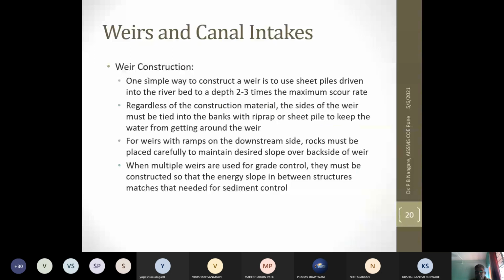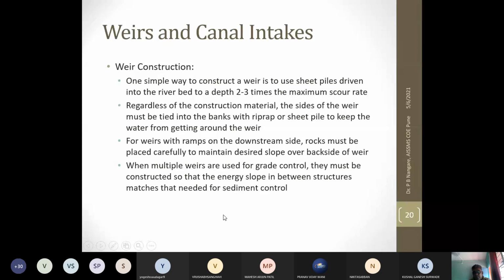A simple way to construct a weir is to use sheet piles driven into the river bed to a depth of 2 to 3 times the maximum scour depth. Regardless of the construction material, the sides of the weir must be tied into the banks with riprap or sheet piles to keep the water from getting around the weir. For weirs with a ramp on the downstream side, rock must be placed carefully to maintain the desired slope over the backside of the weir.